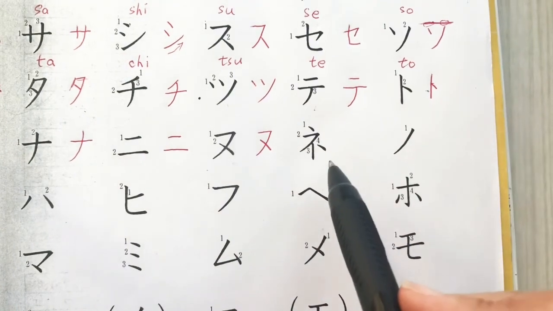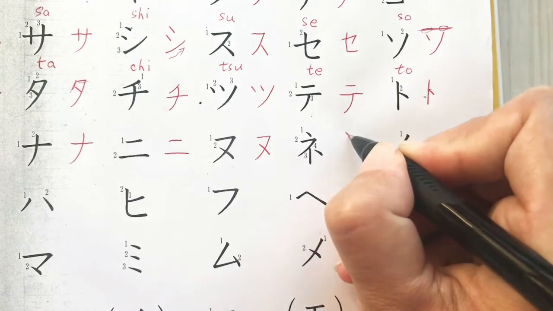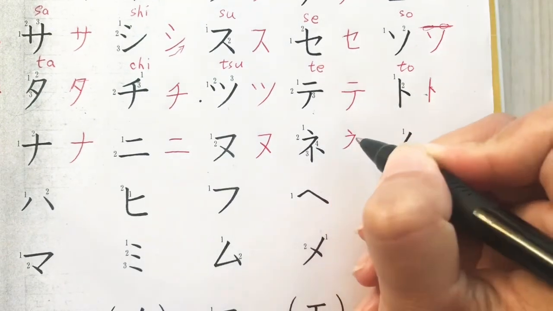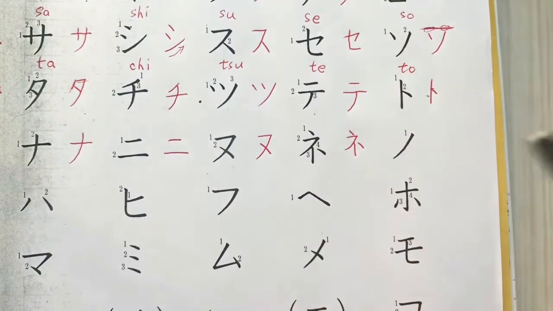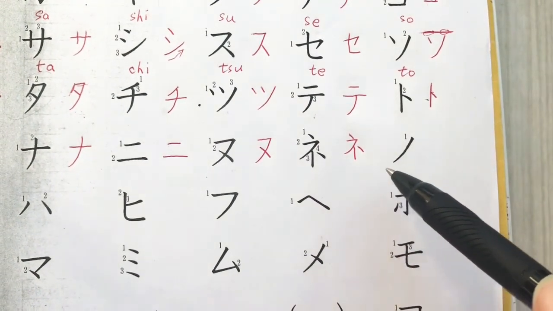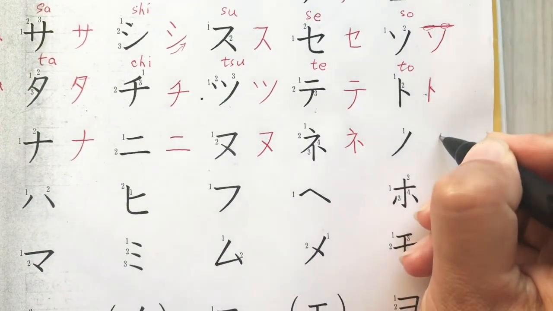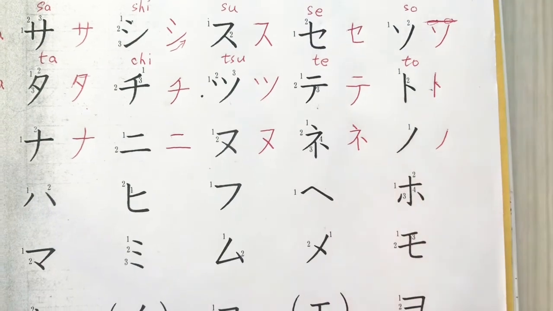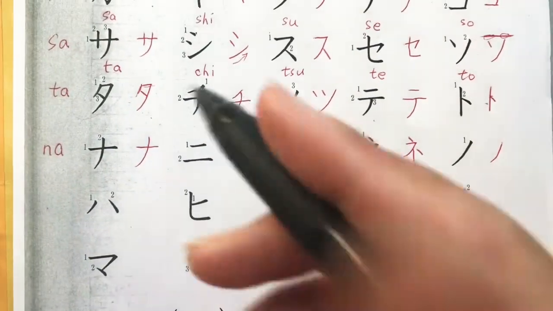Next one, ne. 4 steps. 1, 2, 3, 4. Ne. Last one, 1 step only. No, just like that. No. Okay, this is the na line.